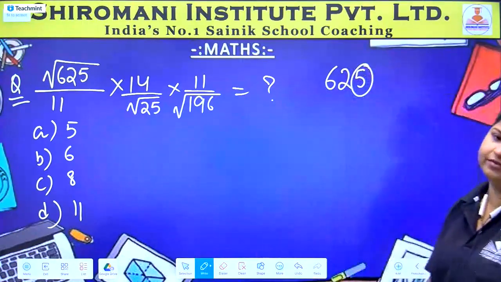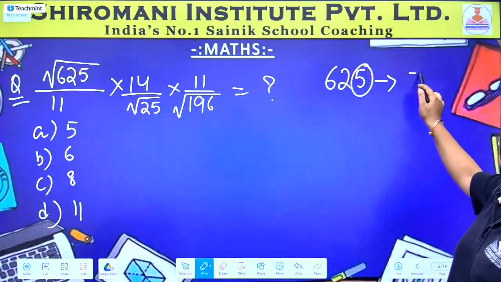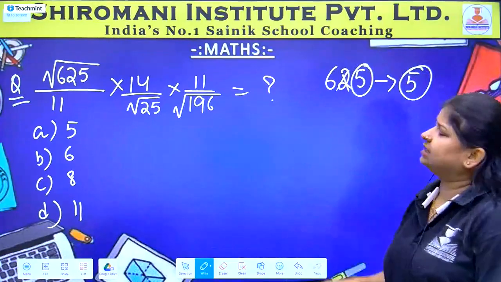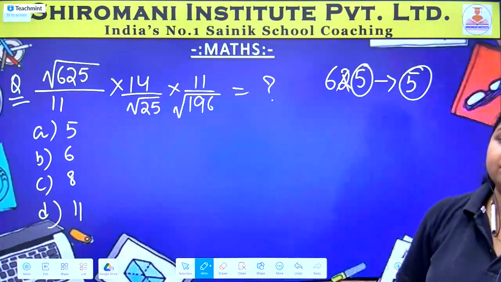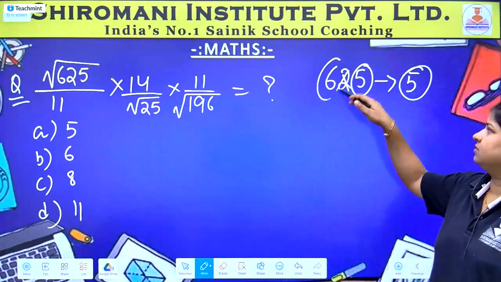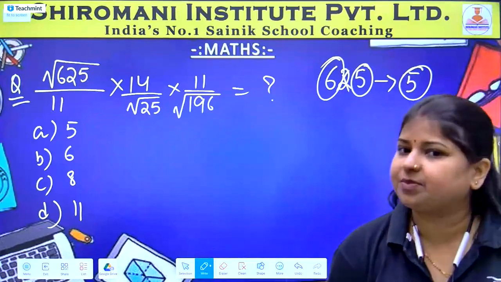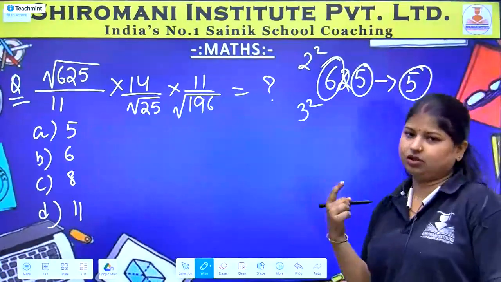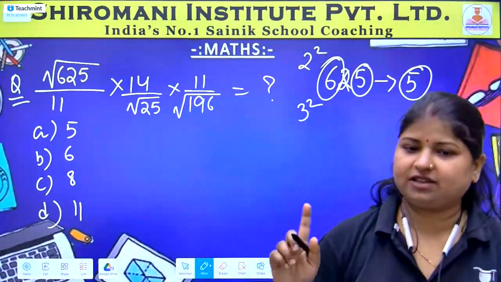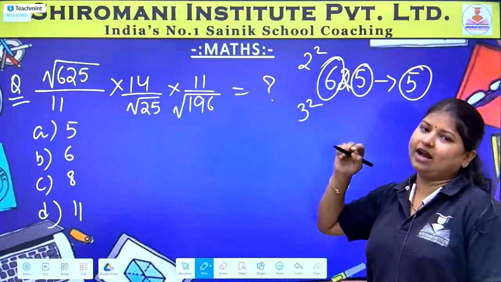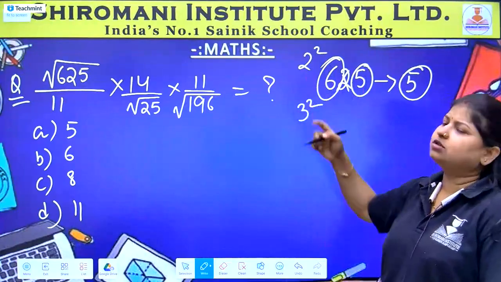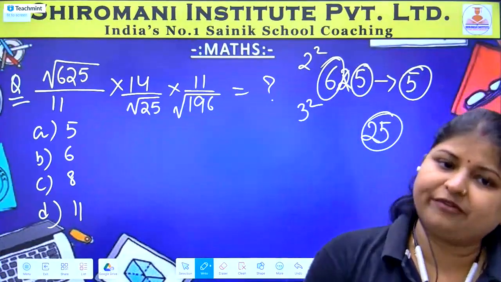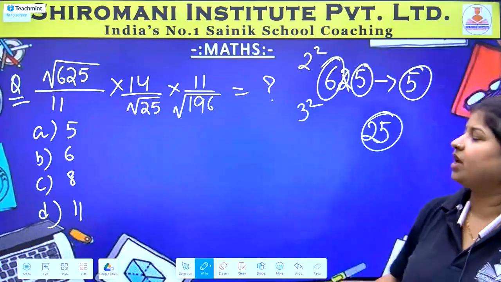last digit is 5. So for sure, at the end, my answer would have 5. Cut the tens place. Now I have 6. 6 comes between the square of what? 2 square and 3 square. Because 2 2s are 4 and 3 3s are 9. So 6 comes between 2 square and 3 square. We will take the smaller one. So 25 would be your answer. 25 will be your answer.